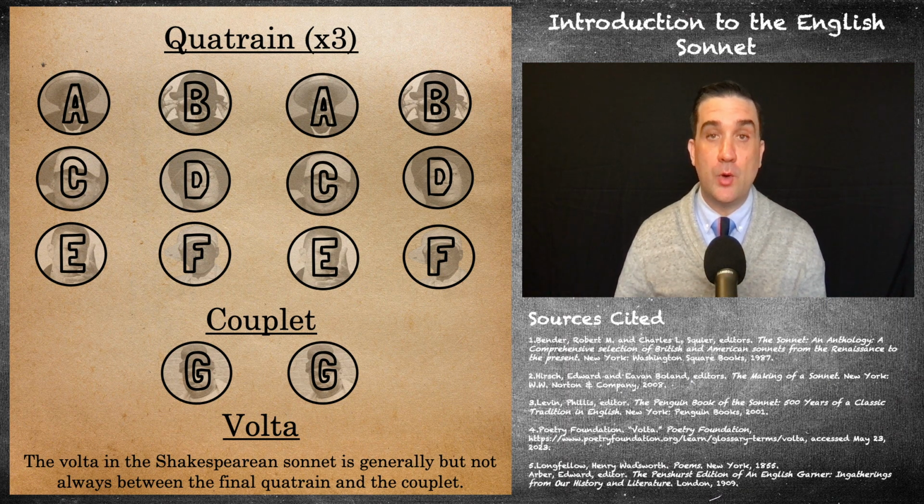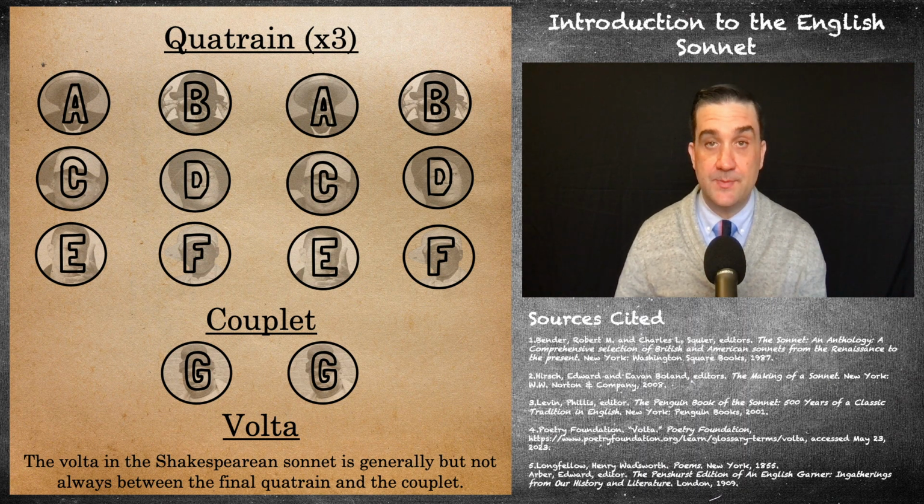So those 3 quatrains have a rhyme scheme like this: A, B, A, B, C, D, C, D, E, F, E, F. And then in a Shakespearean sonnet, we have a concluding couplet. A couplet is 2 lines of poetry, and a Shakespearean couplet concludes like a chess match, GG. The placement of the volta in a Shakespearean sonnet typically occurs between the final quatrain and this concluding couplet.